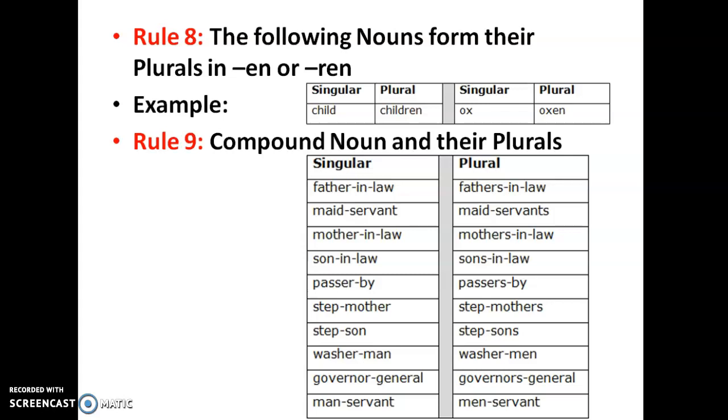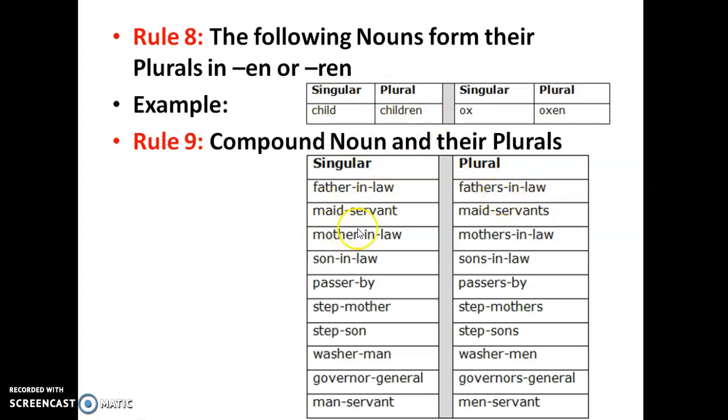Then rule number 9. Compound nouns and their plurals. Compound nouns mean two words or three words combined together. That is called a compound noun. Father-in-law. That's a single noun only, but it's a combination of three words. So how will you say the plural? Fathers-in-law. The S should come next to father.